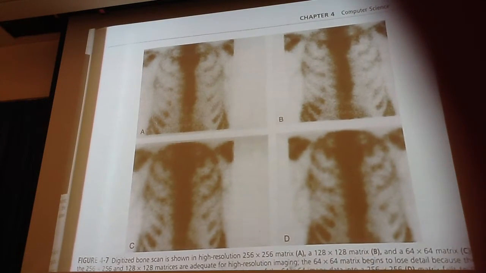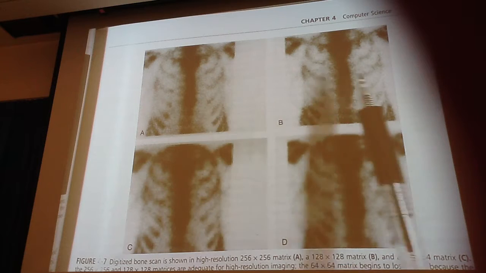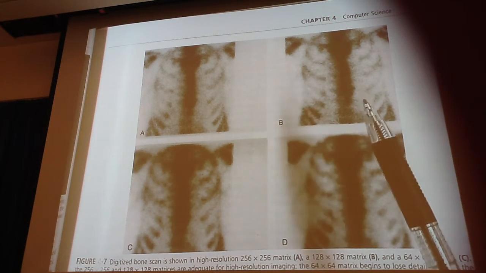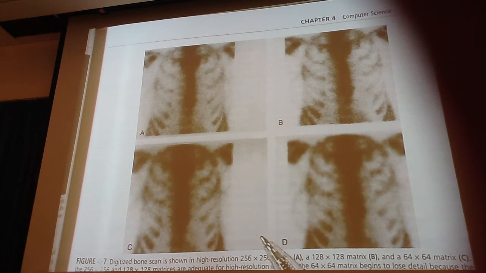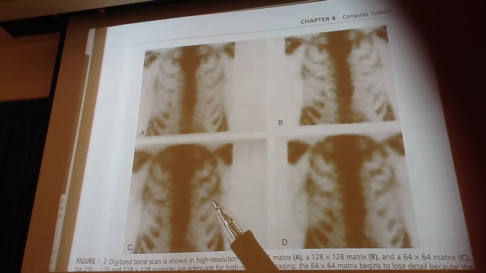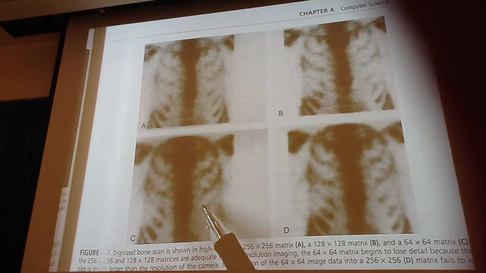Okay, but these are different matrices here. Up here they're saying this is 256 by 256, 128 by 128, and then a 64 by 64 matrix down here. So in other words, you can see that it starts getting blurrier because the pixels are larger.